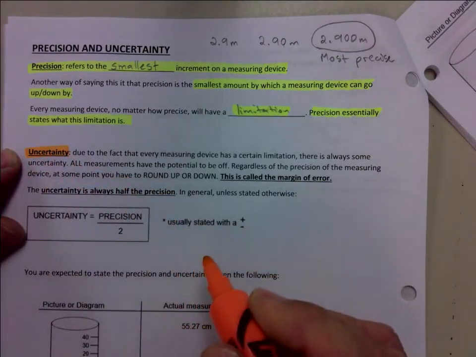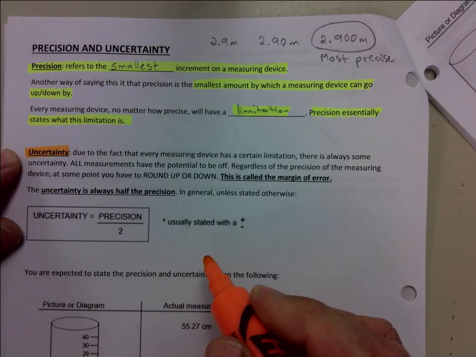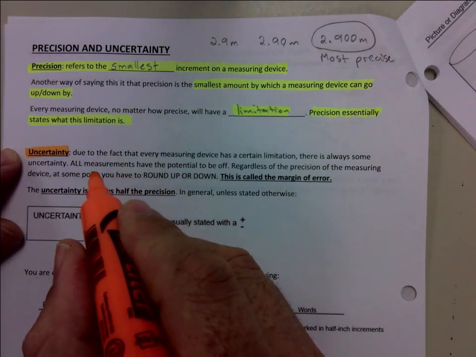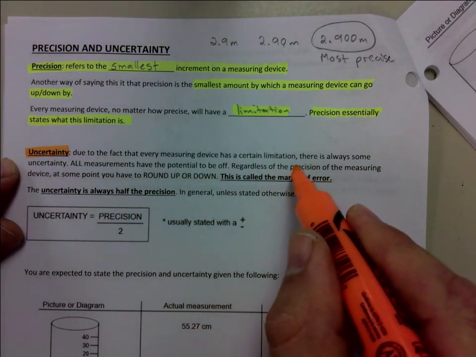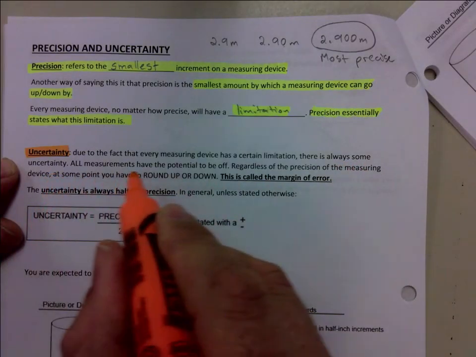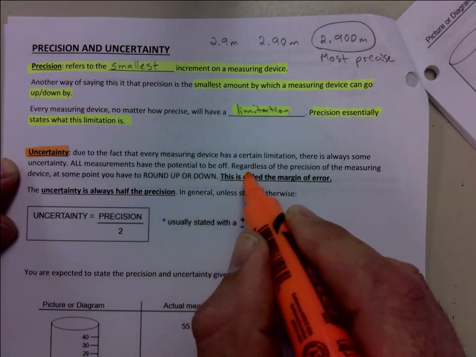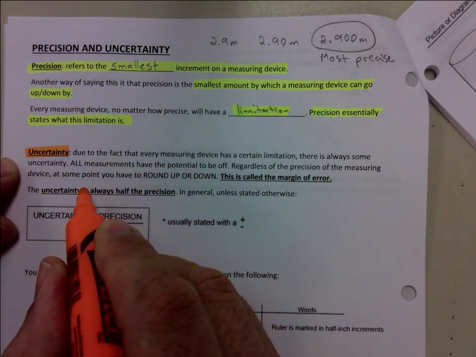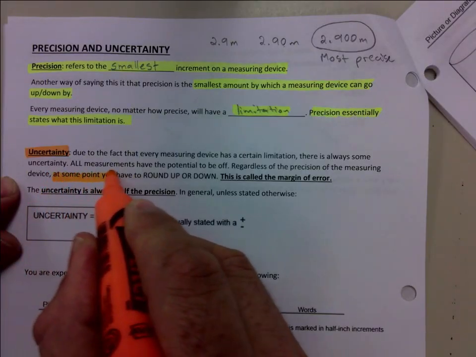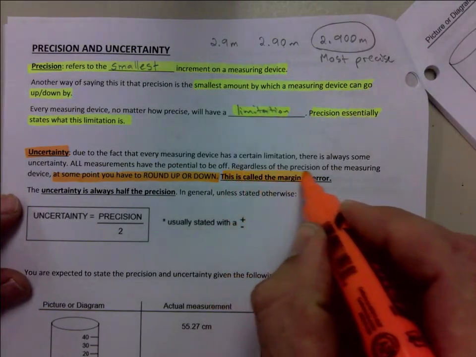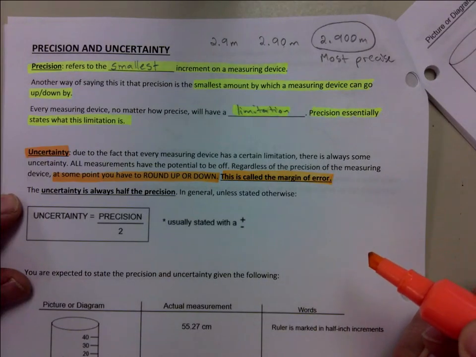Uncertainty here is basically due to the fact that every measuring device has a limitation, there's always some uncertainty. All measurements have the potential to be off, okay? Regardless of the precision of the measuring device. At some point, the device rounds up or down. This is called the margin of error. That's another name for uncertainty.